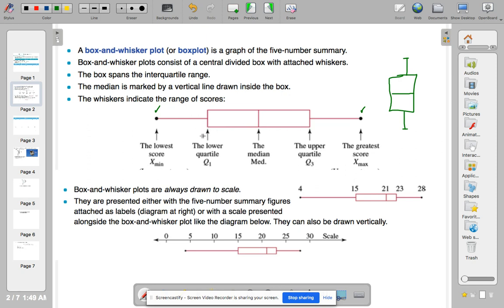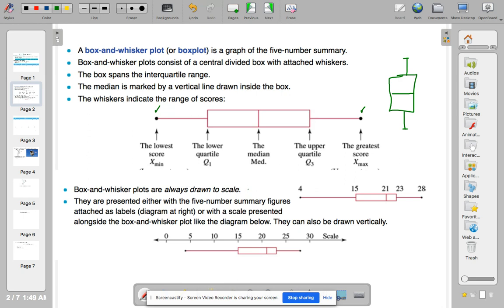So the lower quartile, the 25% mark, so 25% of the data lies below that. Then the next line in the box, it's not always the middle of the box, often it is around the middle, but not always. That's the median or the 50%, the middle score. Then at the right-hand side of the box is the upper quartile or Q3.